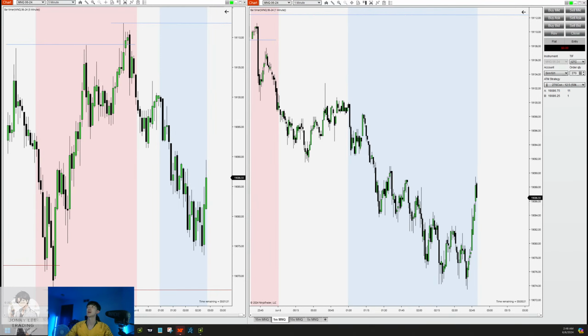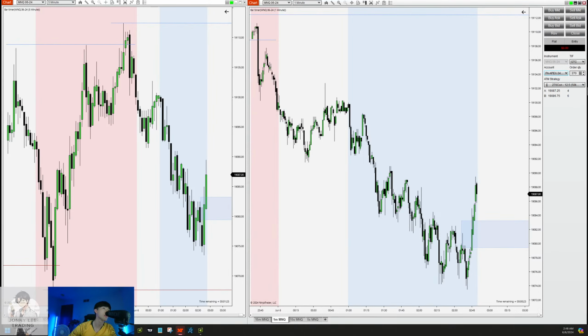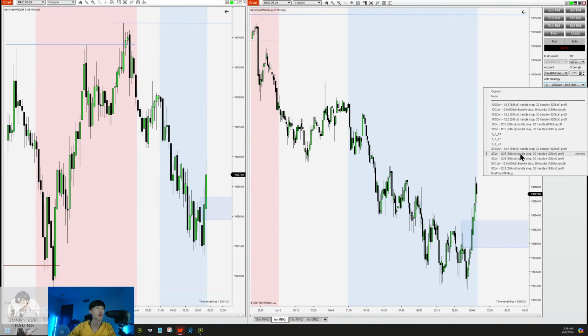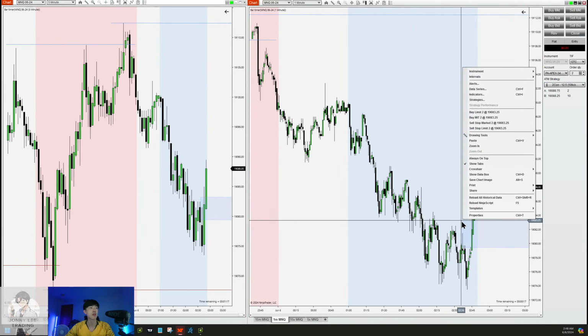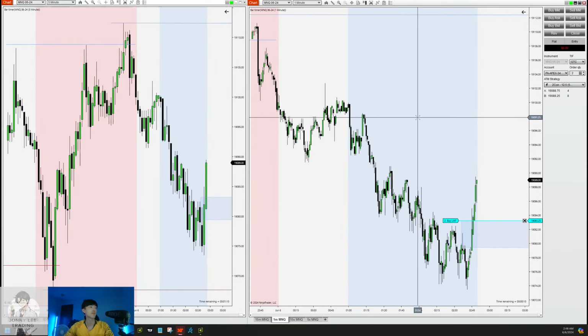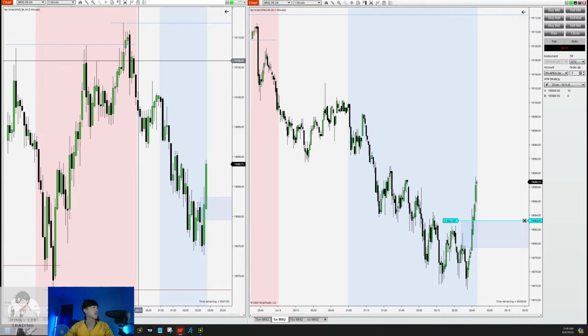So you see a big blue box here. And at that level is where I would like to enter. I'm going to enter live. Do not follow me if you are wary of price, but we're going to enter here, 2 contracts. And we're going to target this area of liquidity first, and then this one second. We'll see if we get there.